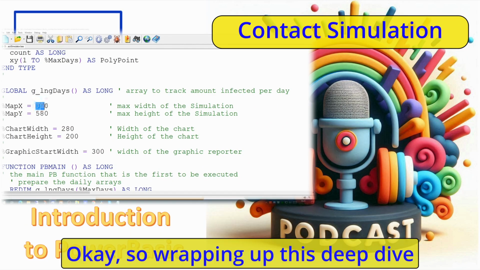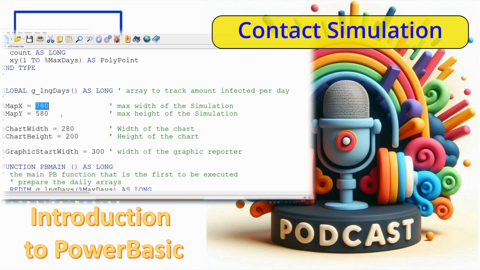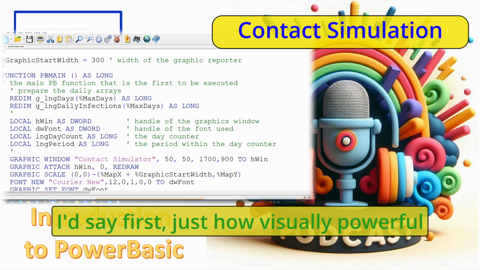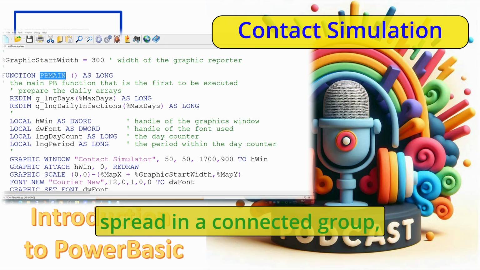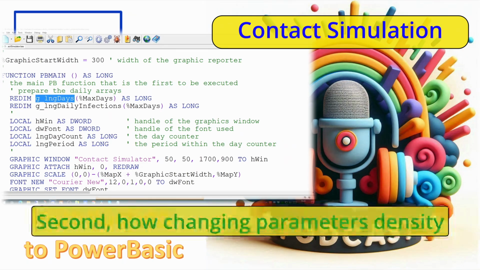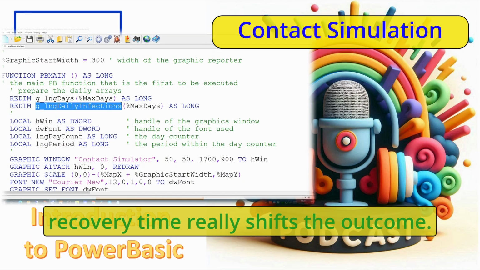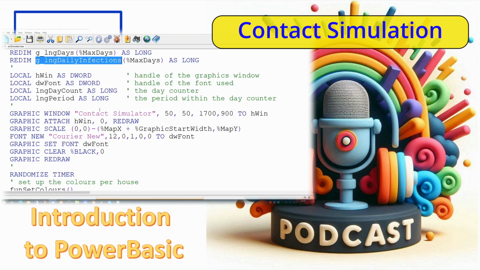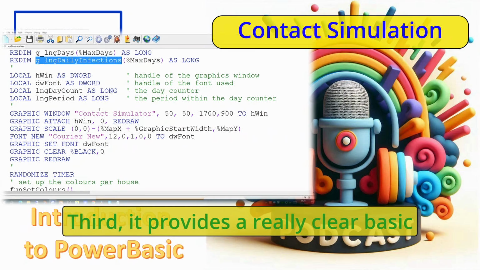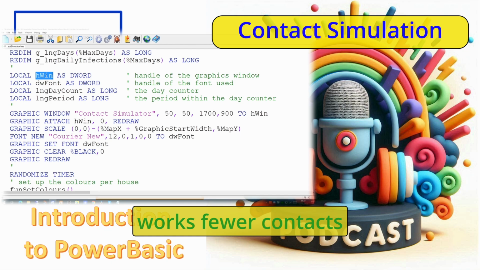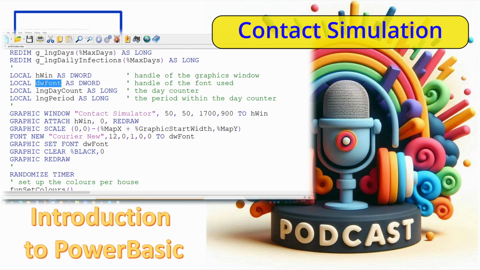Okay, so wrapping up this deep dive into the contact simulator, what are the main takeaways for listeners? I'd say first, just how visually powerful it is for showing rapid spread in a connected group, especially with those checks like recovery. That initial run was stark. Right. Second, how changing parameters, density, recovery time, really shifts the outcome. It shows these factors are crucial levers. Third, it provides a really clear, basic illustration of why social distancing works. Fewer contacts equals less transmission. Simple, but effective.